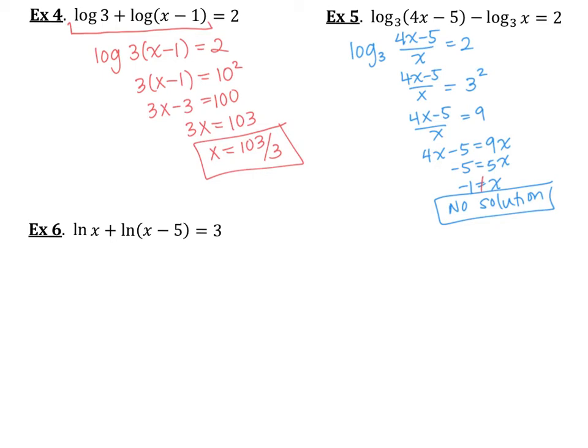Okay, the last problem is a natural log, but again, I need to combine them in a single log first. So let me rewrite this as the natural log of x times x minus 5. Now I can go ahead and make this exponential form. Because it's natural log, the base is e. So e to the third equals x times x minus 5. I'm going to distribute this. Okay, so this is a quadratic. I'm pretty sure I'm not going to be able to factor this, but I'm going to still set it equal to 0.